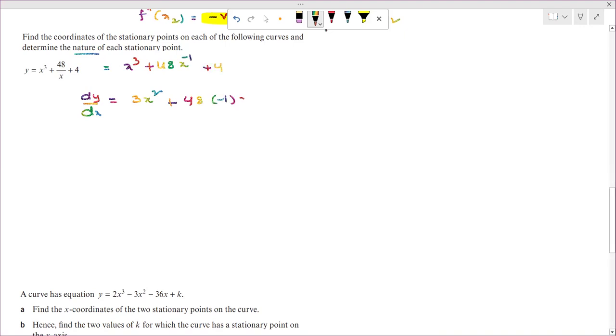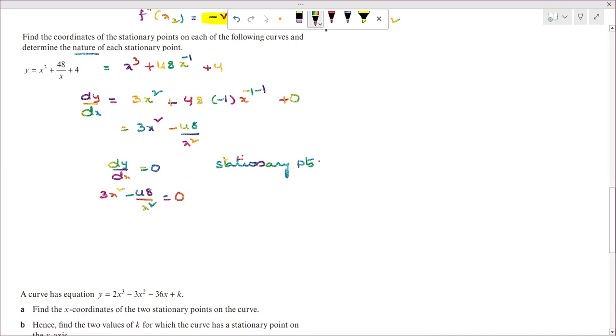Here n into x to the power of n minus 1, and the constant is 0. So what did you get over here? 3x square minus 48 x to the power of minus 2, I'm setting equal to 0. And so we got that f dash of x, meaning dy by dx, is equal to 0 for finding the stationary points. We have to go for stationary points.